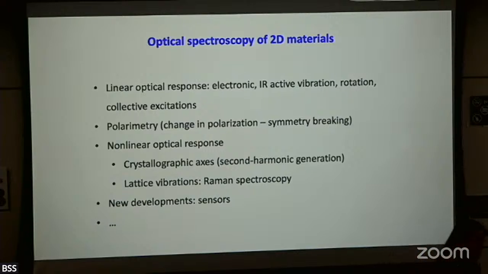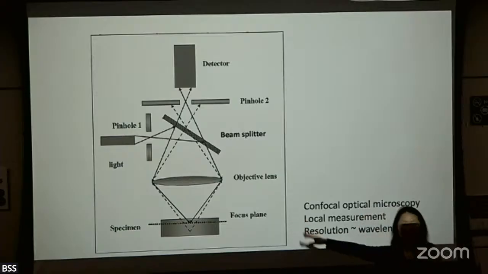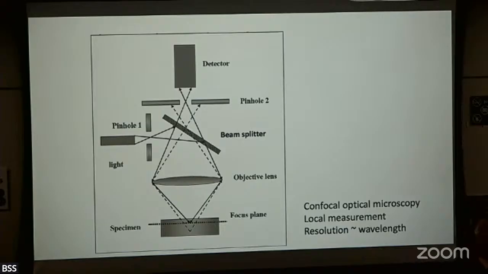So the key is how to get optical response from the measurement. And I told you, we work with a relatively small sample, so we need to focus down light to some small spots. And this is a typical measurement scheme we use. And the setup has a name, it's a confocal optical microscope. And this allows us to do local measurements on the order of wavelength, that's the size. And you can scan around, so as to get a profile.